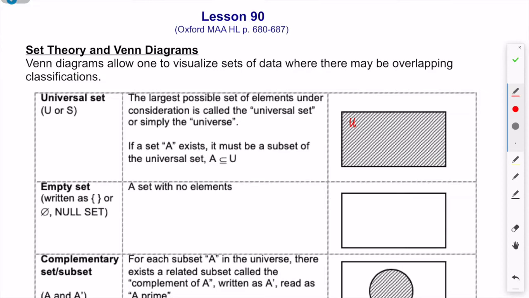Next, an empty set means there is nothing found in this particular set here. It is sometimes known as null set as well.